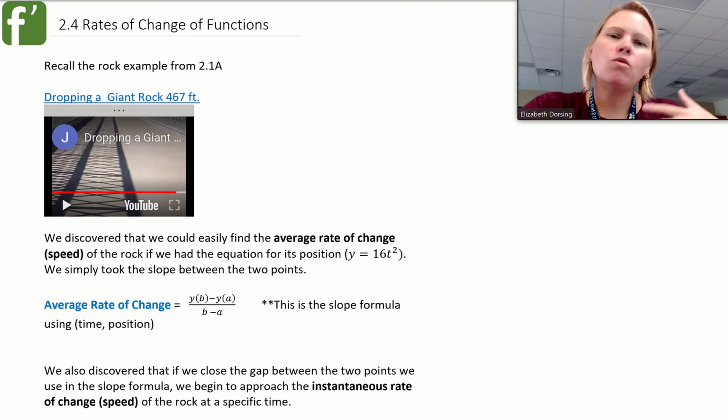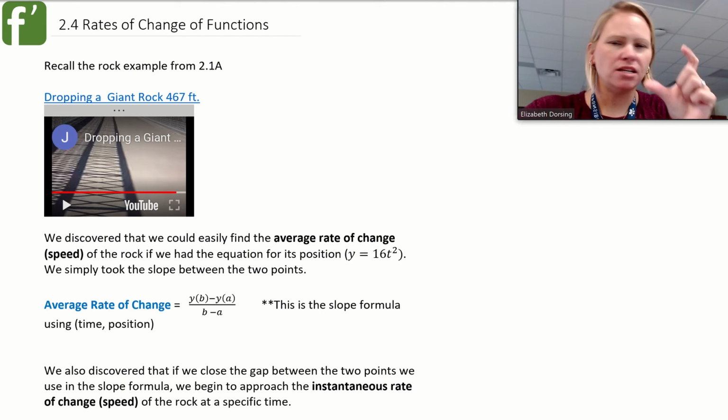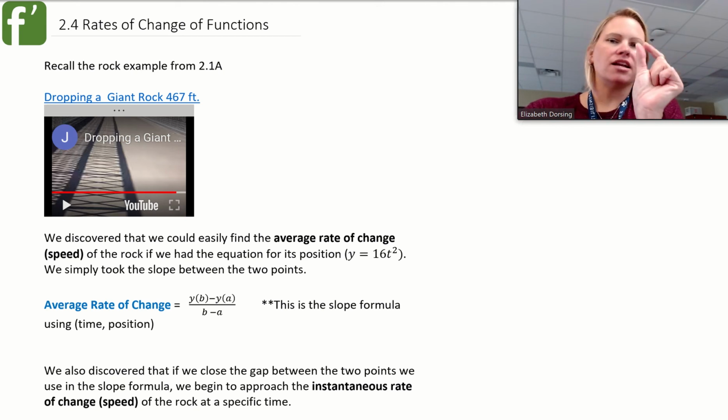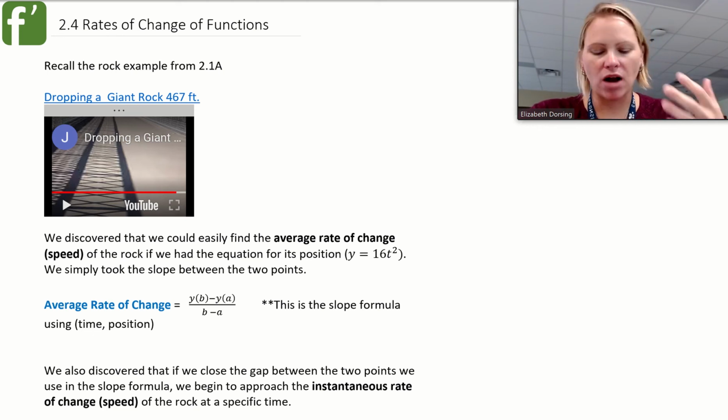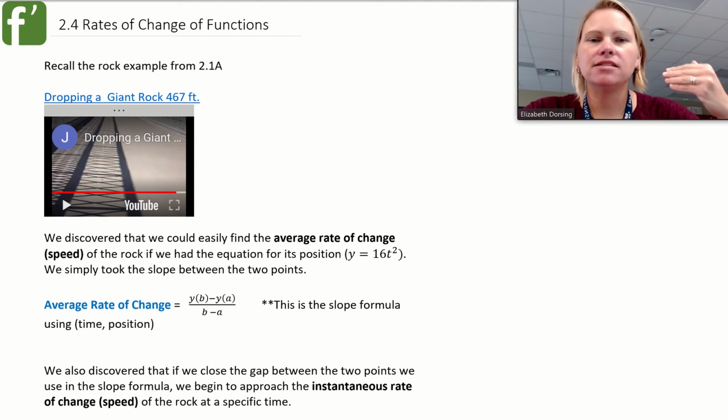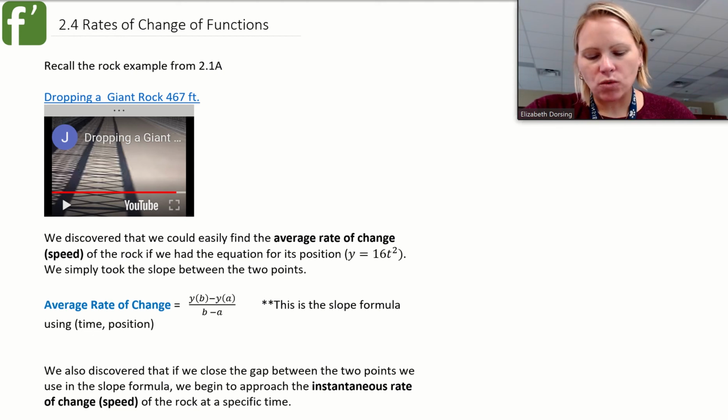And then we talked about, well, what if we could get super close? What if we could really shrink down that interval and use the average speed, the average rate of change, which was the slope formula, to estimate the speed of the rock at the instant of 2 seconds? So we looked at that and we came up with a limit formula for that.